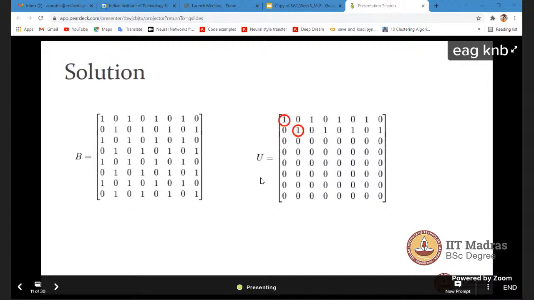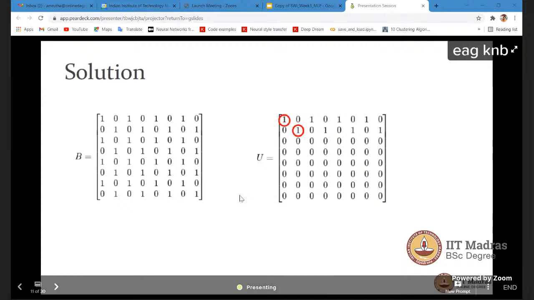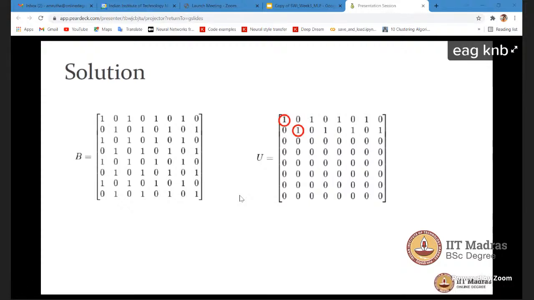Ma'am, I did a more lazy method because row 3 is exactly the same as row 1, and row 4 is exactly the same as row 2. So basically they're all linearly dependent. Only the first 2 rows are linearly independent. So I didn't even do the reduced form. I just said 2.